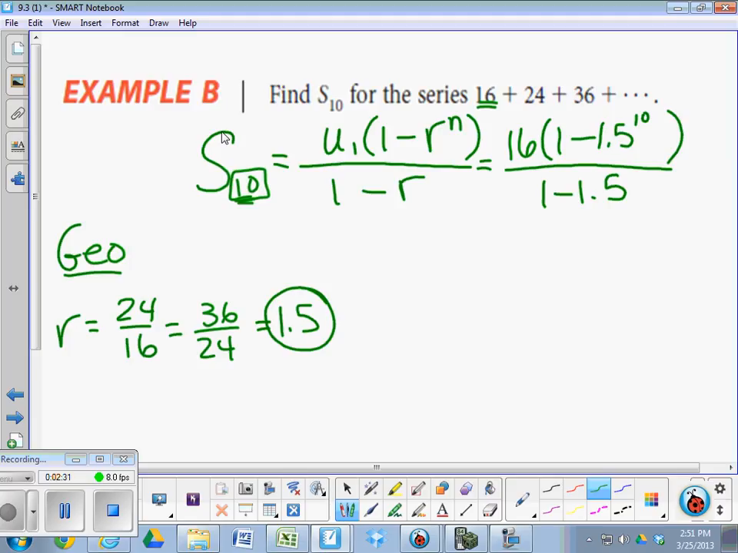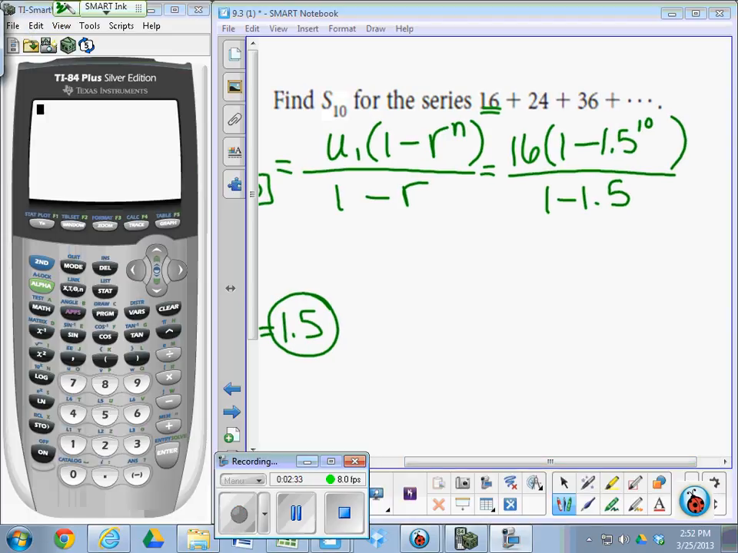Pause and pull up the calculator. All right, so here's the calculator, and we're just going to go ahead and type the whole numerator in like this. 16 parentheses 1 minus 1.5 caret 10. You don't need any other parentheses there. It knows to do the 1.5 to the 10th. Then it will do 1 minus that. Then it will multiply that by 16. So you'll get a numerator of that.